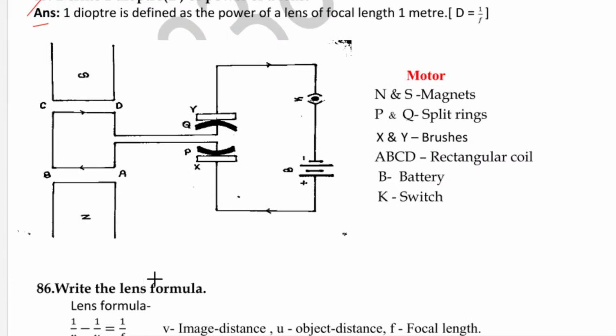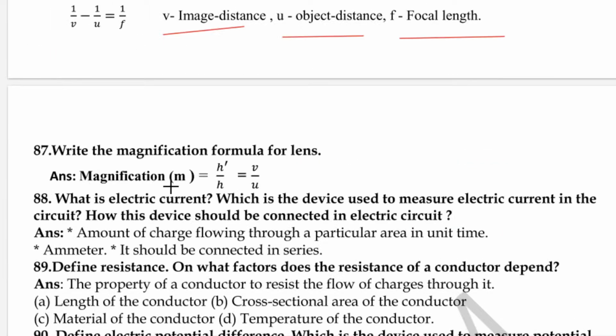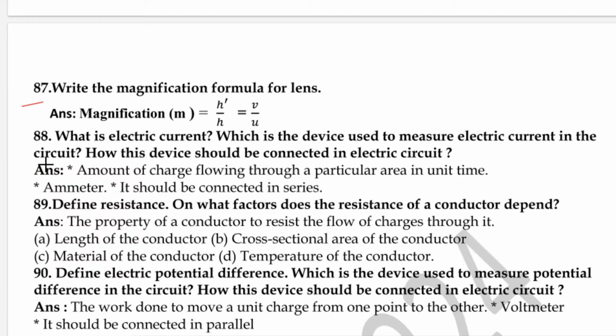One more diagram, important for the examination. Next question. Write the lens formula. Lens formula we are seeing here, 1 upon v minus 1 upon u is equal to 1 upon f. v is the image distance, u is the object distance, f is the focal length. Question number 87. Write the magnification formula of lens. The magnification m, the formula here is v upon u.